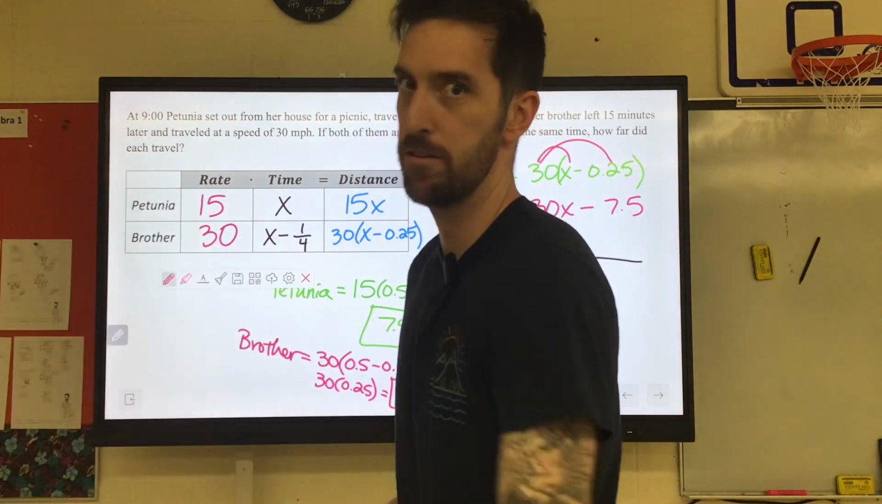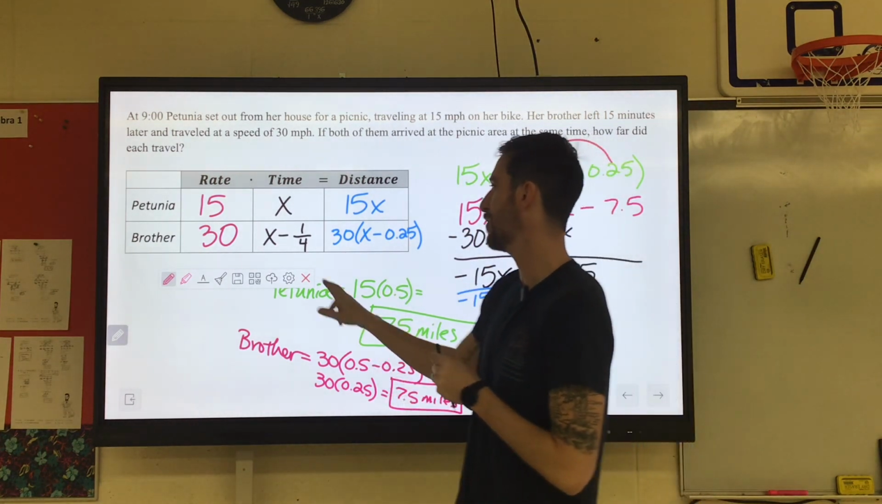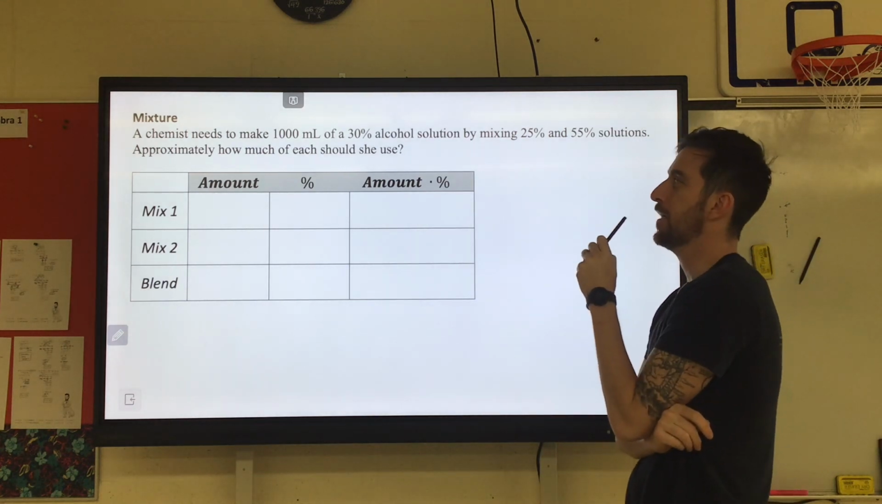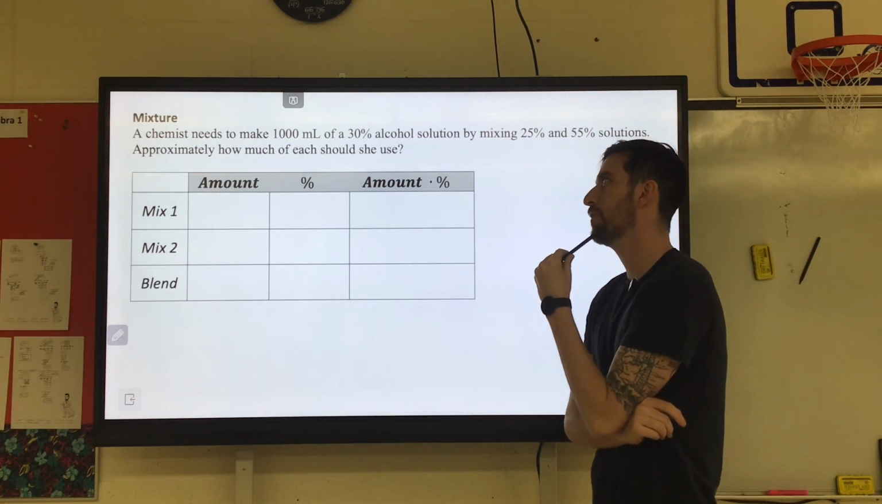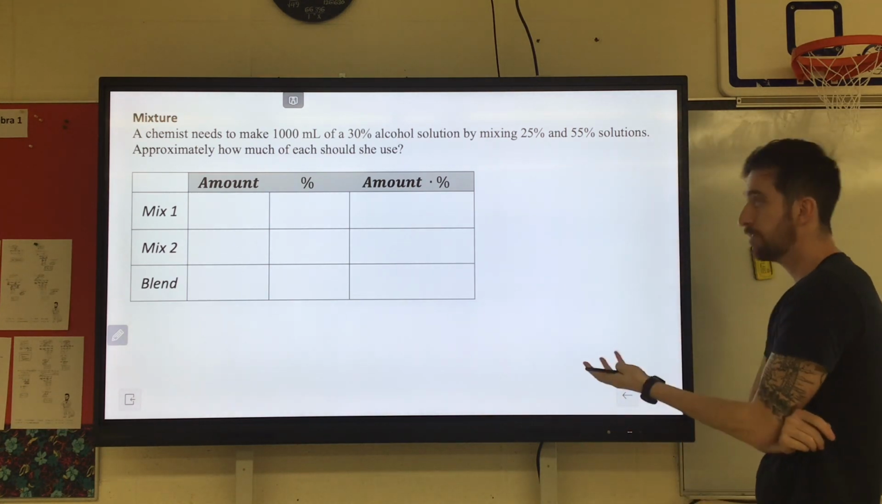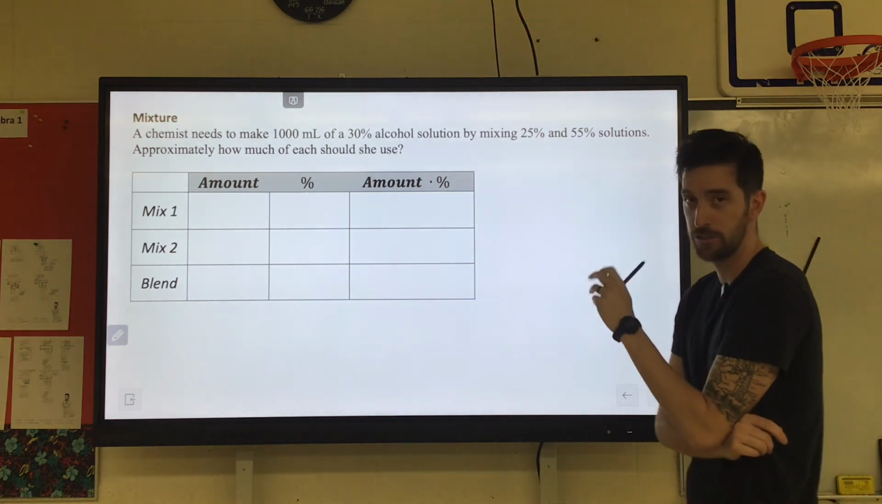Now we have to do the third type of problem. Ooh, the mixture problems. A chemist needs to make 1,000 milliliters of a 30% alcohol solution by mixing 25% and 55% solutions. Approximately how much of each should she use?